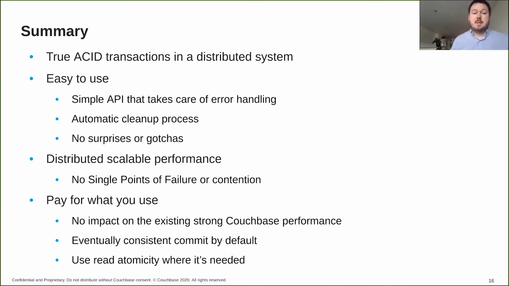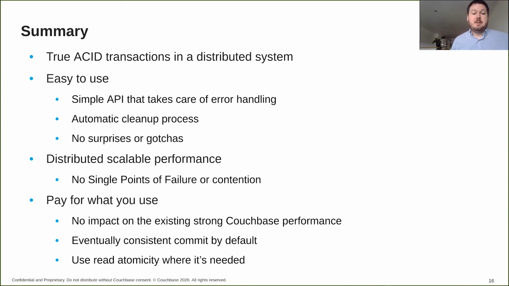I hope I've shown you that the whole system is very easy to use. You've got a simple API that takes care of error handling for you. There's a cleanup process, as almost every transaction implementation requires, and it's fully automatic. You just don't need to worry about it. It's just kicked off in the background when you start doing transactions. And overall, there's just no surprises. There's no gotchas. We've aimed with the isolation model to provide something very useful. We've gone beyond our stated isolation level of read committed to also prevent lost updates, because lost updates can be a real surprise, one that you don't want to deal with.